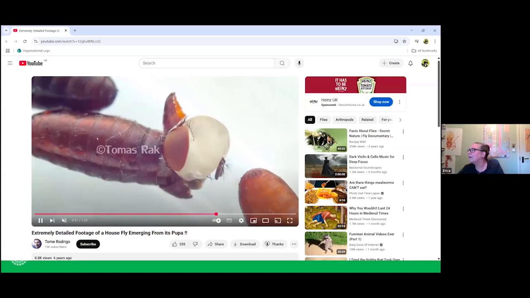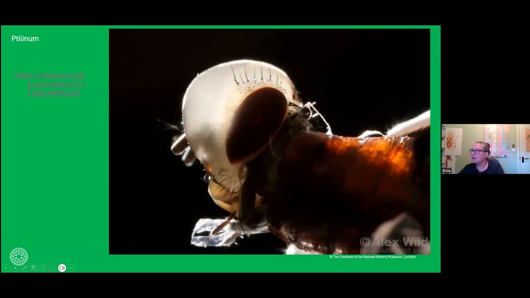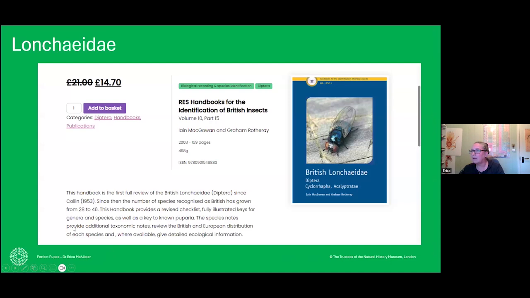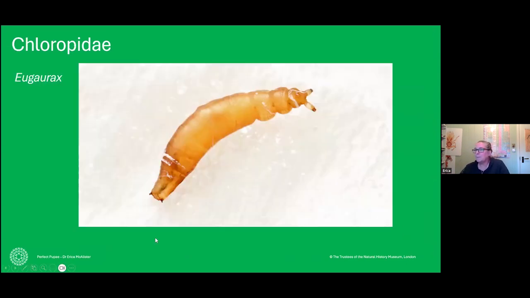So let me get back to this. Alex Wild did these amazing images of what was going on. So just to quickly pick through them, I want to highlight some books here for everyone to go away and read. So this is the Lonchaeids, Ian and Graham. Graham Rotheray obviously is the king of immature stages in the UK. He's done a lot on them, and he wrote about the puparium, talks about their colours and whatever briefly in this book.